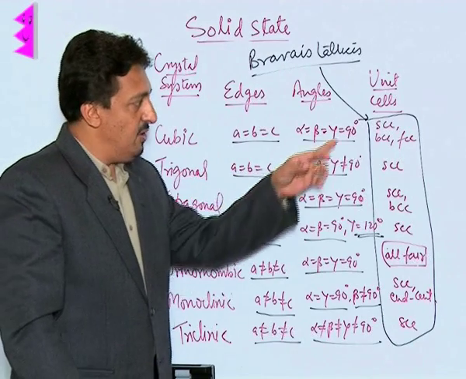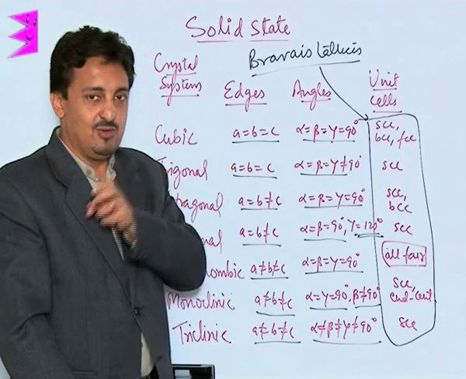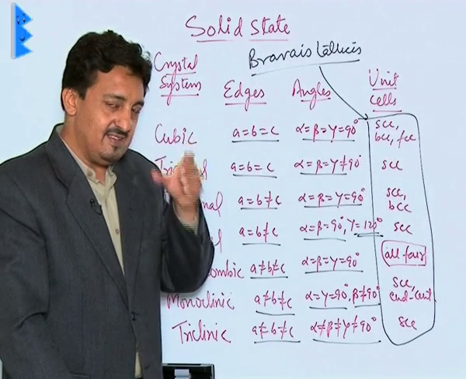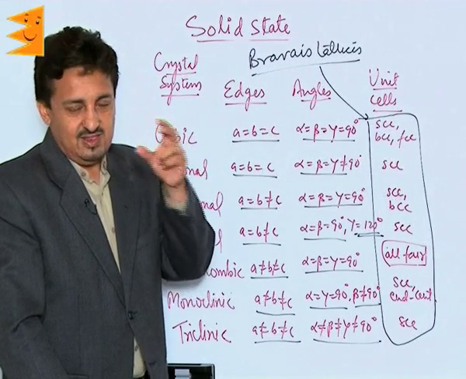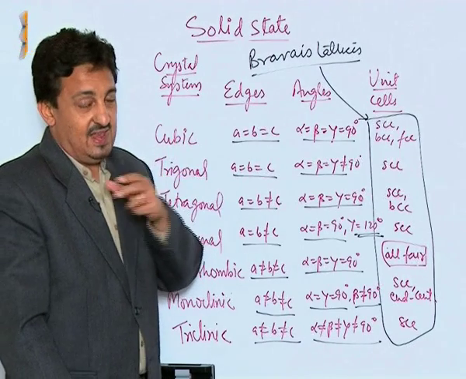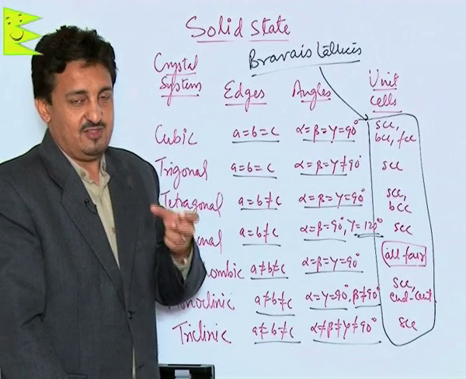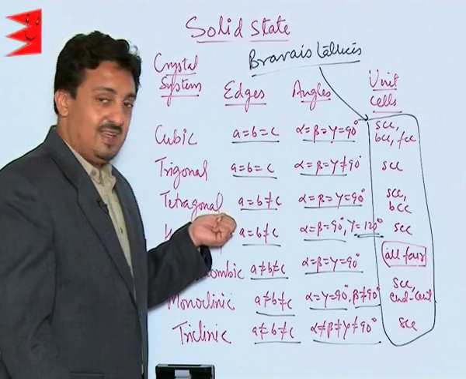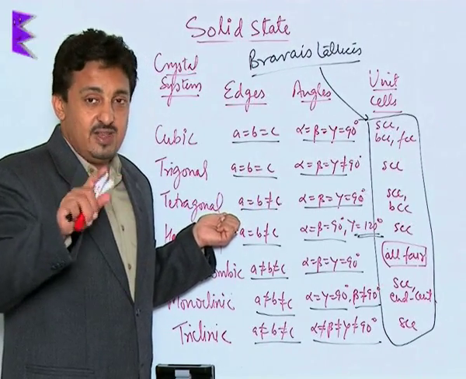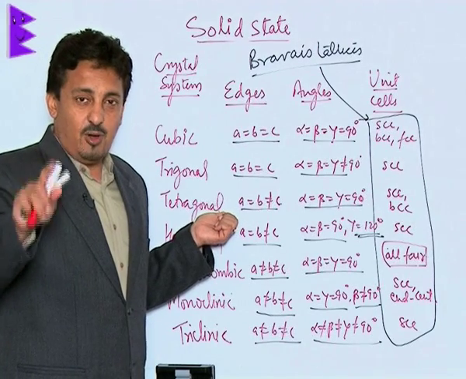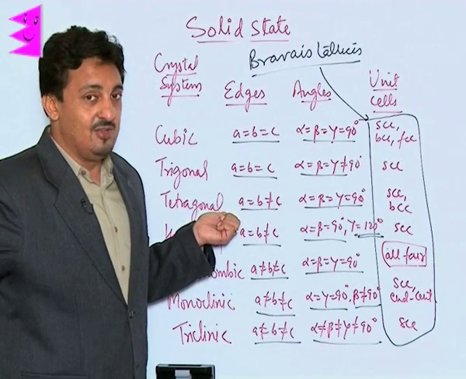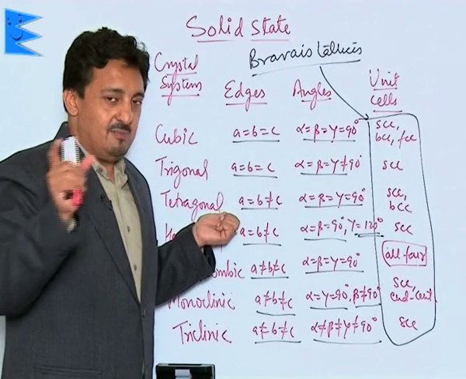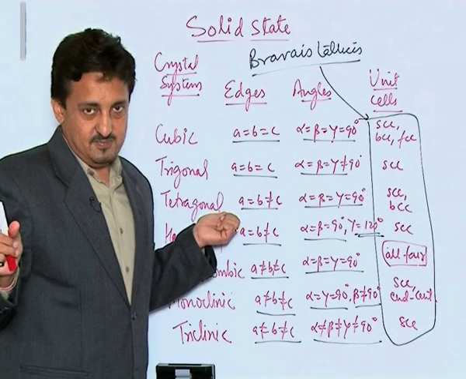You can make it out very clearly. We often call SCC a simple cubic unit cell. What does it mean? It means the particles will be arranged in a simple manner, like in the primitive type of system, and they are having dimensions of cubic. So that's why it's called simple cubic unit cell. If I have tetragonal, I can say body-centered tetragonal unit cell. What does it mean? The particles are arranged in a body-centered way, but their dimensions are of tetragonal type.